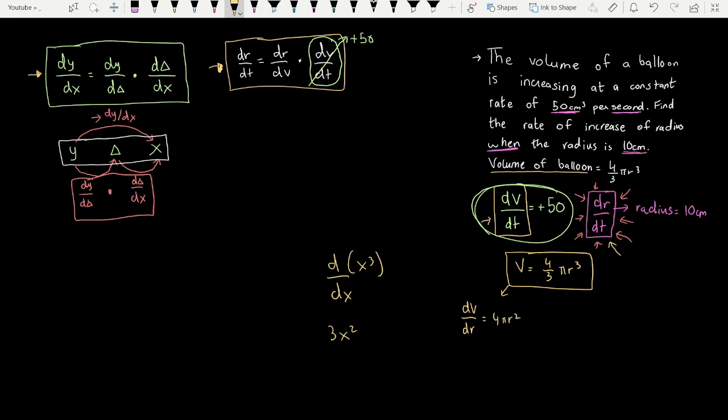Now see, this is not dr by dv. This is dv by dr. But one thing you can do is take the reciprocal. When you take the reciprocal of this side and this side as well, you will get dr by dv is equal to 1 over 4 pi r squared. That's one thing you can do.